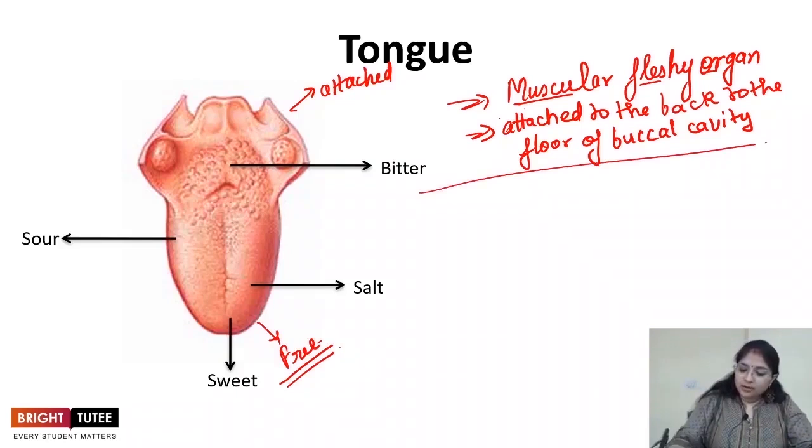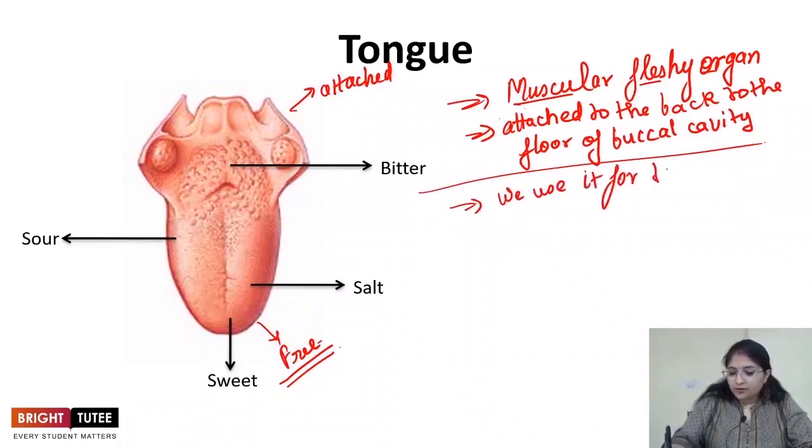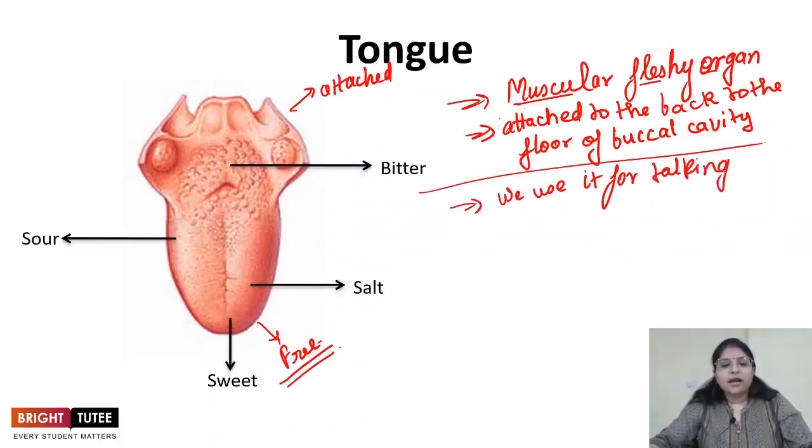Now when we talk about the function, what is the function of the tongue? First of all, we use it for talking, right? When we are talking, you must have observed that there is the movement of your tongue which allows you to form words, right? It helps you to form words and talk. This is one of the functions.